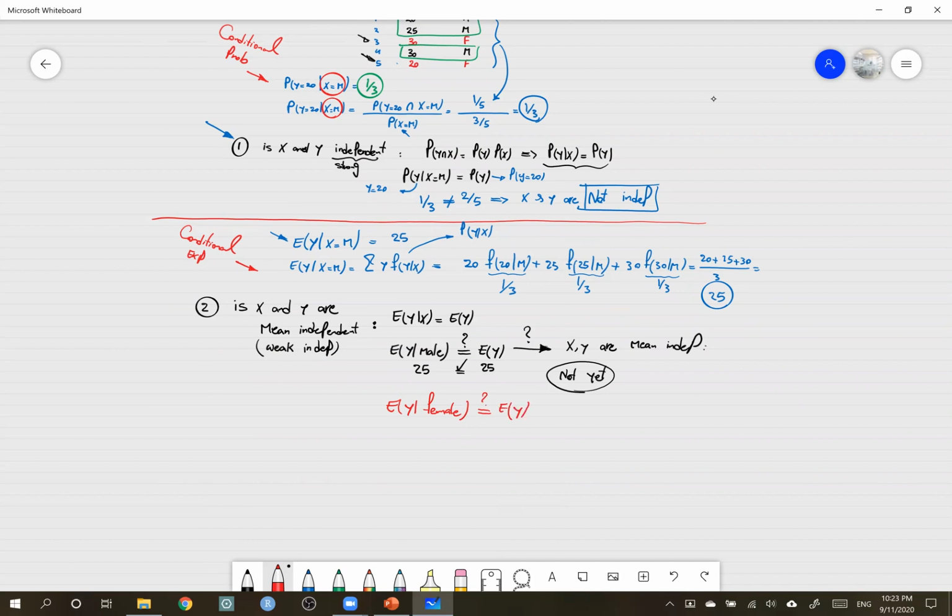So what is the expected value of wage given female? Remember, how many females do I have? 2. What are the wages? 30 and 20. What is the average? 25. What is the average wage? We already calculated it for all the 5 observations: 25. Now, good news. I checked, so now we can say, yes, X and Y are mean independent.